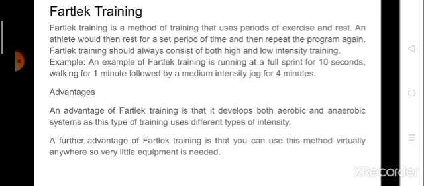For example, fartlek training is running at a full sprint for 10 seconds, walking for 1 minute, followed by a medium intensity jog for 4 minutes. So in this example, there are 3 exercises included. Note that while doing the exercise, you have to increase your intensity, which will be followed by low intensity, then again moderate intensity. Okay, in this way the fartlek training will be designed.